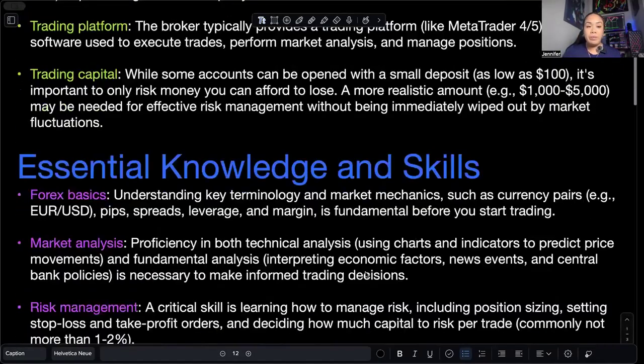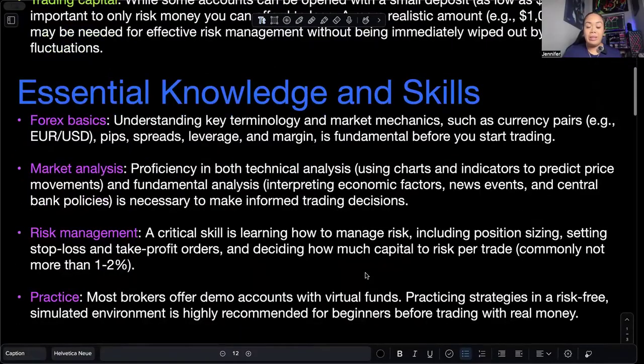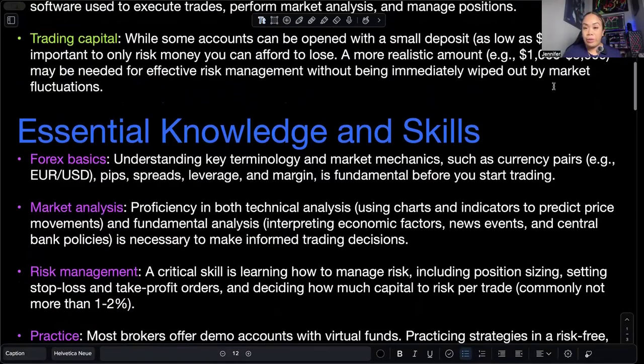Moving forward, what else do you need in this market in order for you to be successful, right? Aside from the practical resources, you guys are going to need essential knowledge and skills. For instance, everybody wants to know the Forex basics. What is Forex? What are the basics of Forex, right? It is understanding the key terminology and market mechanics, such as currency pairs.